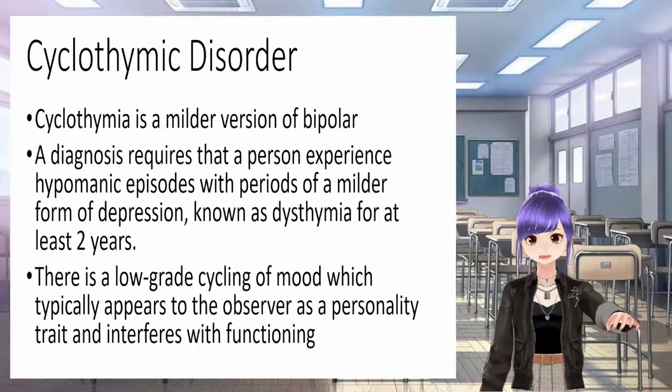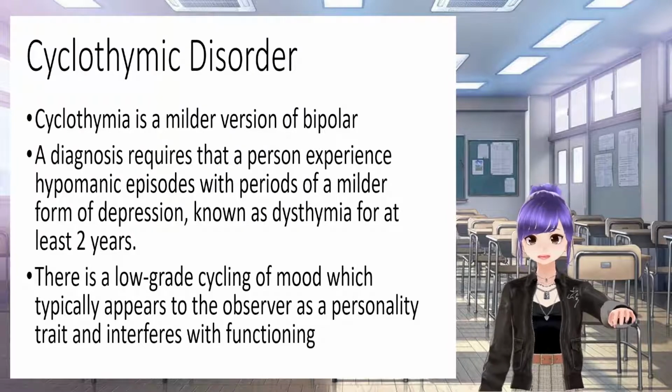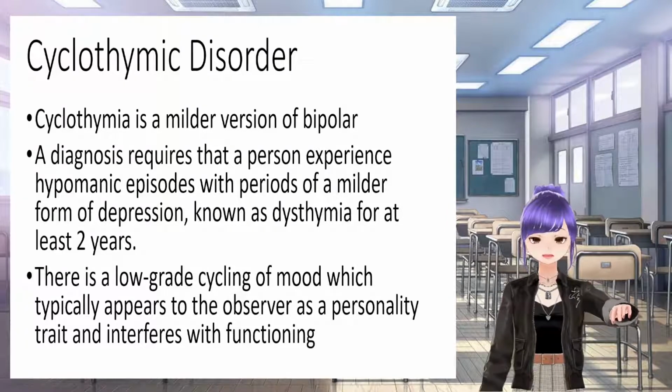The third disorder in the bipolar spectrum is the cyclothymic disorder. So, cyclothymia is a milder version of bipolar. And a diagnosis requires that a person experience hypomanic episodes with periods of milder forms of depression known as dysthymia for at least 2 years. And there is a low-grade cycling of moods which typically appears to the observer as a personality trait and interferes with functioning. So, in cyclothymia, there are hypomanic episodes and mild forms of depression or dysthymia.